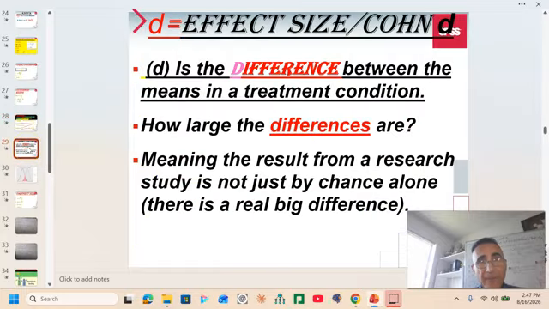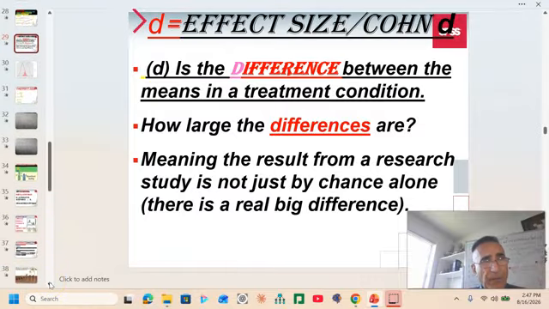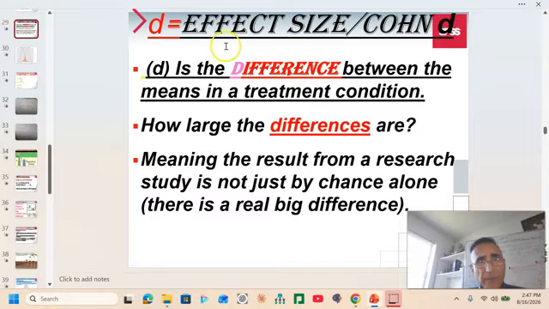Then again, there is another topic called power, which we'll discuss later. It's about the power of your research, and how to increase it. But one thing we're going to cover here, and in every test statistic, is called effect size. They all have different names. In this case, for the z-score, it's called Cohen's d.